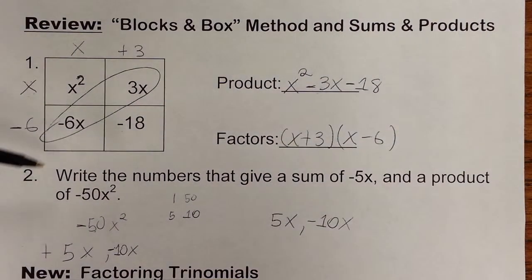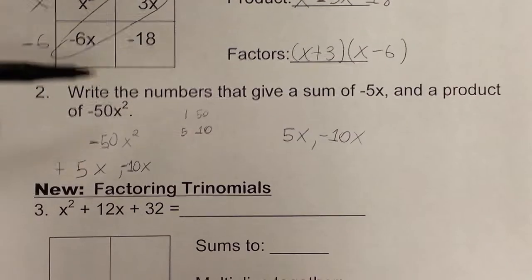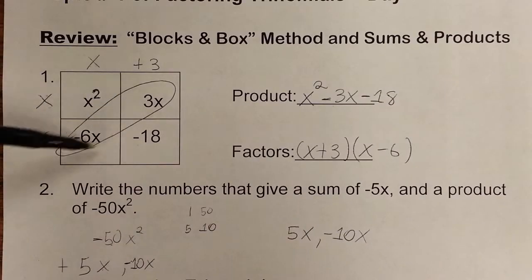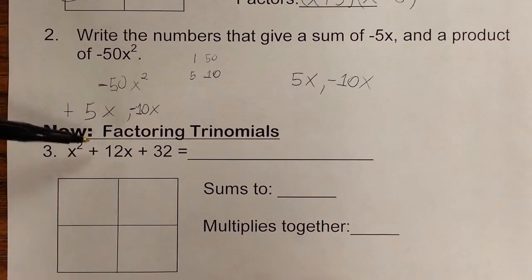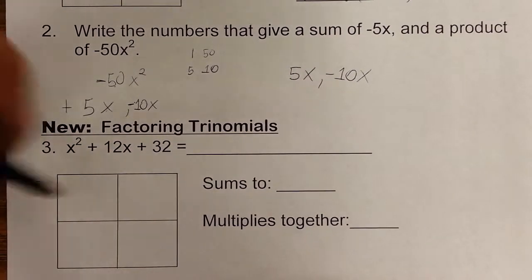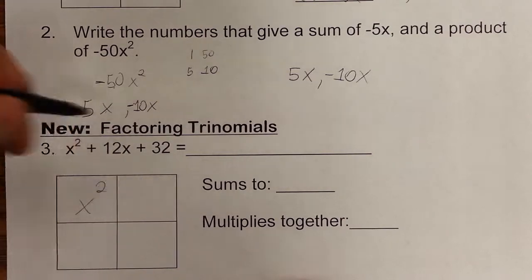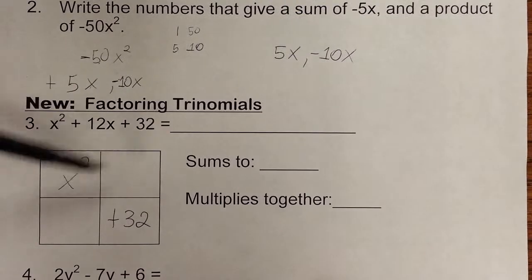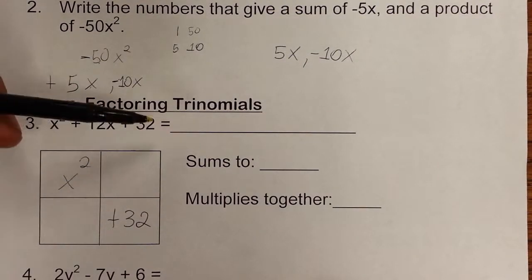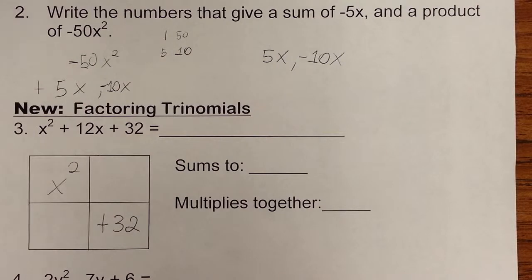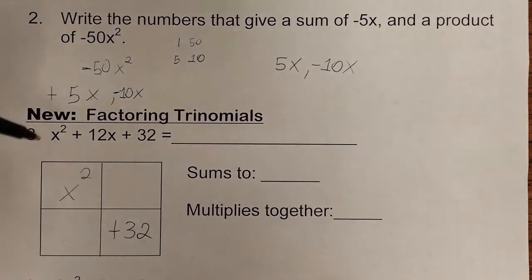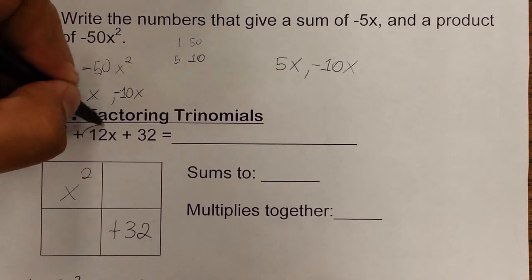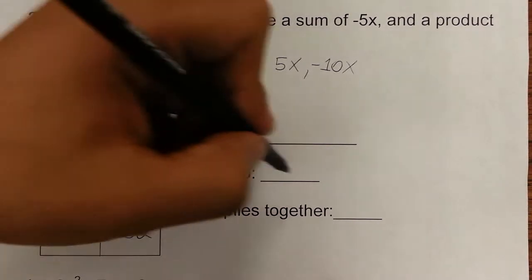Now we're going to combine these two methods to factor trinomials. Now if you notice, in the blocks and box method we were given 4 terms. Though these terms could be simplified, you'll notice that in number 3 we only have 3 terms. So we can fill in what we know in our box. We know our squared term, which is the x squared, and our c term, which is the 32. But for filling in here, we're going to use the sums and products method. We need to sum up to the middle term. In this case, our middle term is 12x.